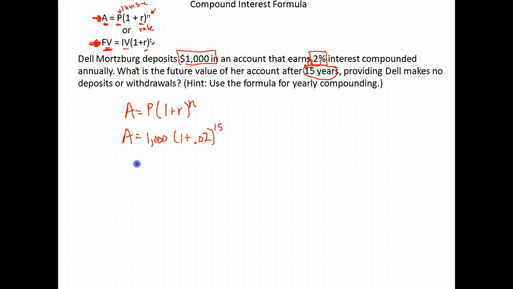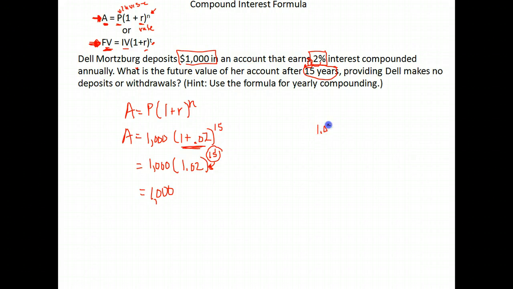Now here you want to be careful. I have everything in my formula, but I need to be careful and make sure I use the correct order of operations. You have to do parentheses first. So first we add the 1 and the 0.02 to get 1.02. The next thing you're supposed to do is exponents. Now exponents are small numbers we write up here. Remember, this means we're taking 1.02 times itself 15 times.